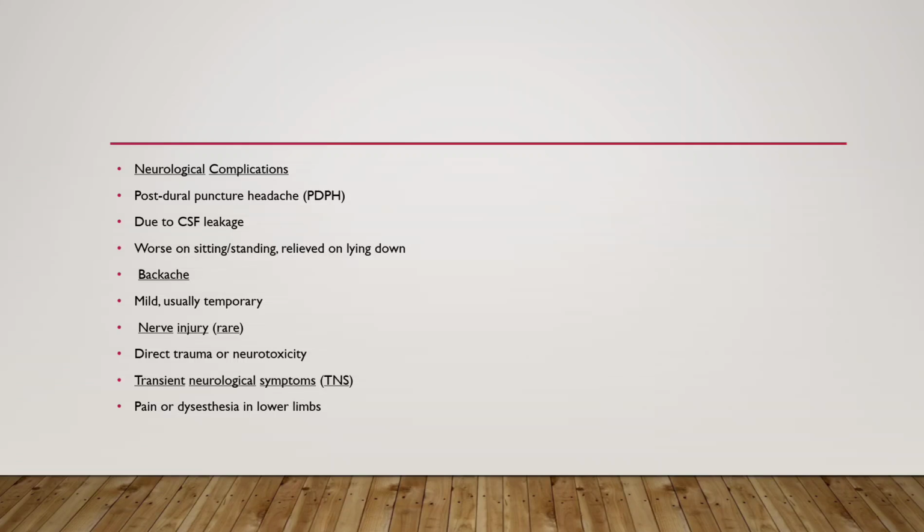The next one is transient neurological symptoms, previously called transient radicular irritation. Theoretically it can occur with any local anesthetic used in clinical practice. However, most often it is seen with lignocaine. The incidence with lignocaine can be as high as 10 to 11%, which is why lignocaine is hardly used for spinal. Patients may complain of pain in the buttocks radiating to the legs without any neurological deficit. The symptoms resolve by themselves within a few days, usually within 1 week.